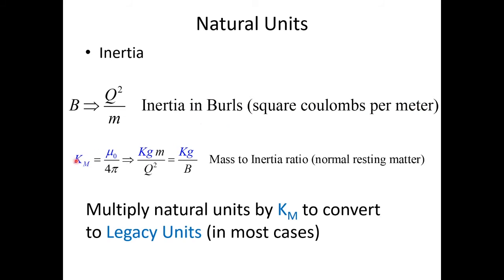And so if we look at km now, and we replace the units, meters, coulomb squared per meter, with Burles, we see here that km is nothing more than a mass to inertia ratio. Okay, and anywhere that you need to convert natural units to legacy units, you just have to multiply by km. And that's in most of the cases anyway. So for example, if you want to convert Burles to kilograms, you multiply Burles times km and you get back to kilograms, obviously.